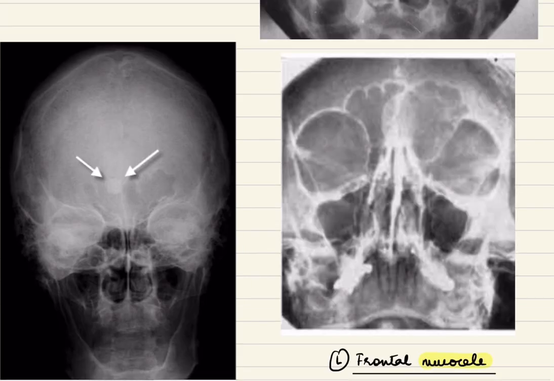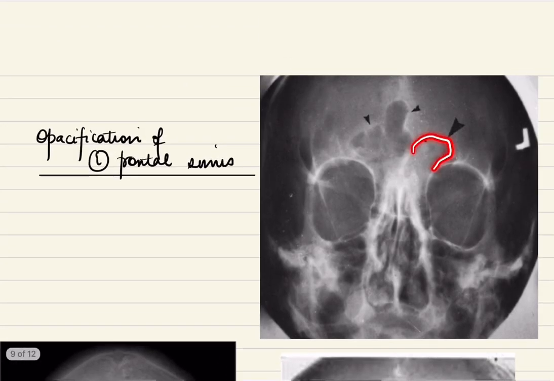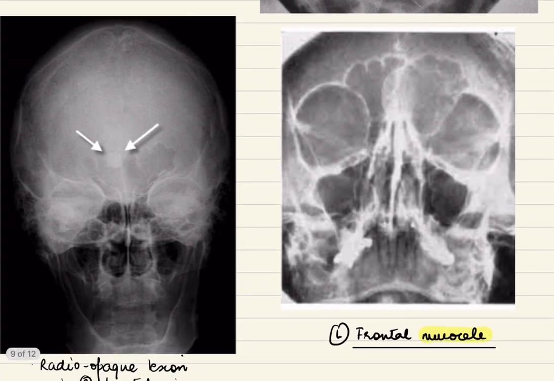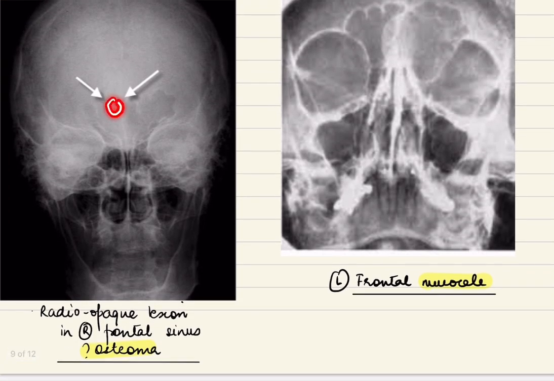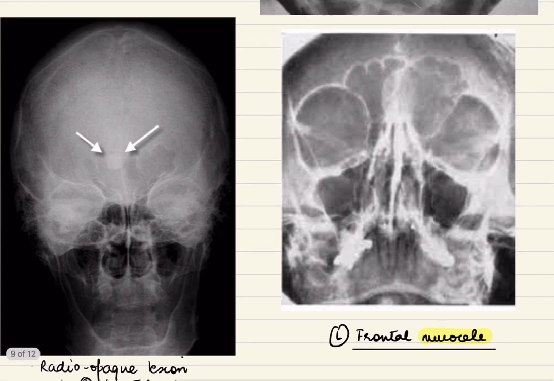Now let's see this other picture. As you can see, this is the normal scalloping of the frontal sinus, and this normal scalloping is lost on the left side, and there is a radio-opaque lesion, and this is diagnostic of a mucocele. And these lesions usually press on the globe and push it inferolaterally. So opacification is diagnostic of frontal sinusitis, a radio-opaque bony lesion is suspicious of osteoma, and opacification along with loss of normal scalloping is diagnostic of mucocele.